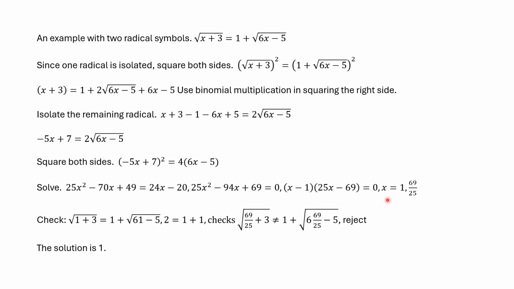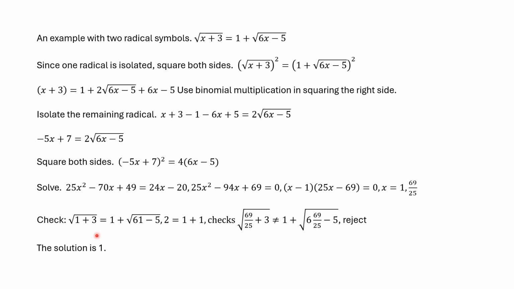So I'll set x minus 1 equals 0, and I get x equals 1. I get 25x minus 69 equals 0, and I'll get x equals 69 over 25. So I have two candidates, 1 and 69 over 25.